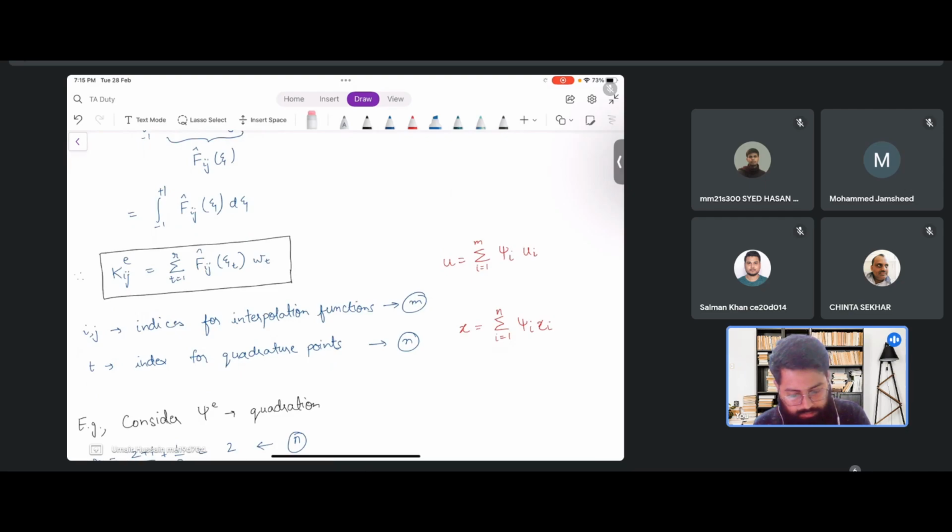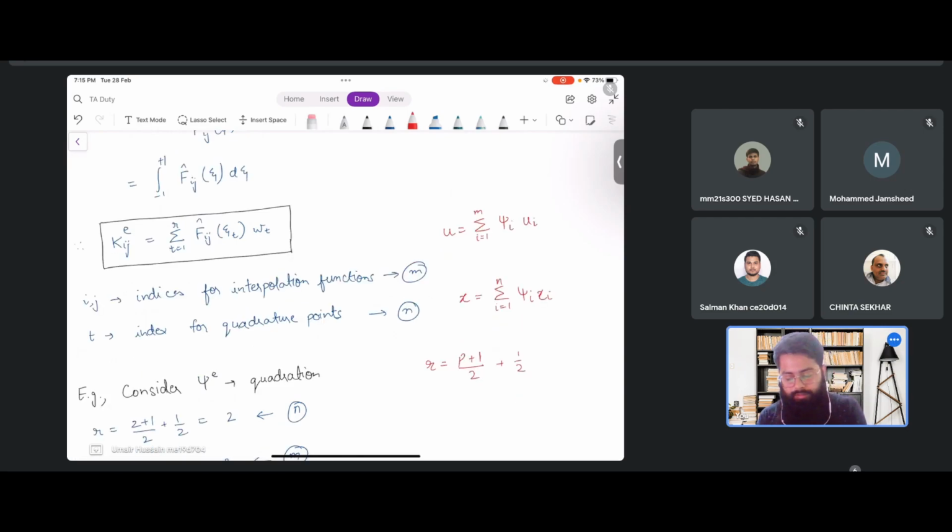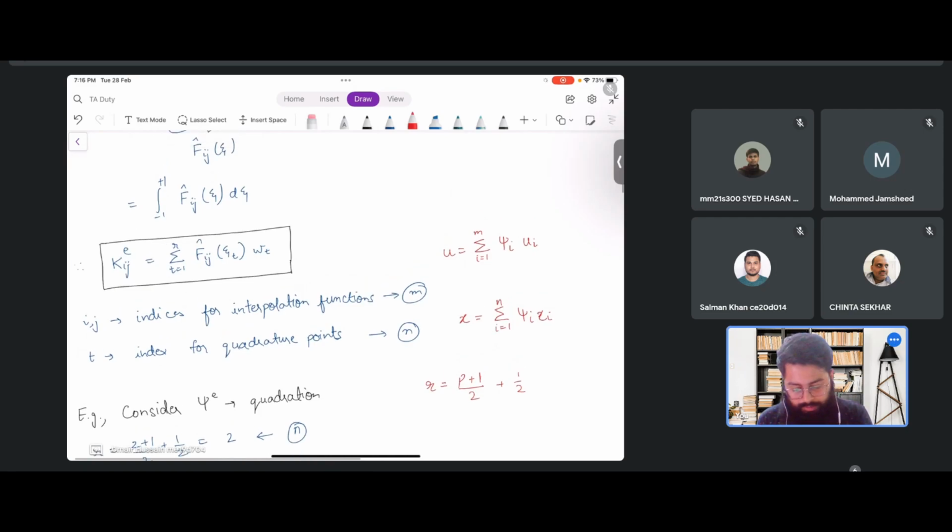Okay, so I tell you, r is equal to (p plus 1) by 2. If p plus 1 is odd, then we add a half. We don't deal with decimals. It doesn't make sense. So right. So if we choose quadratic shape functions, then what would be the degree of the integrand for k i j?